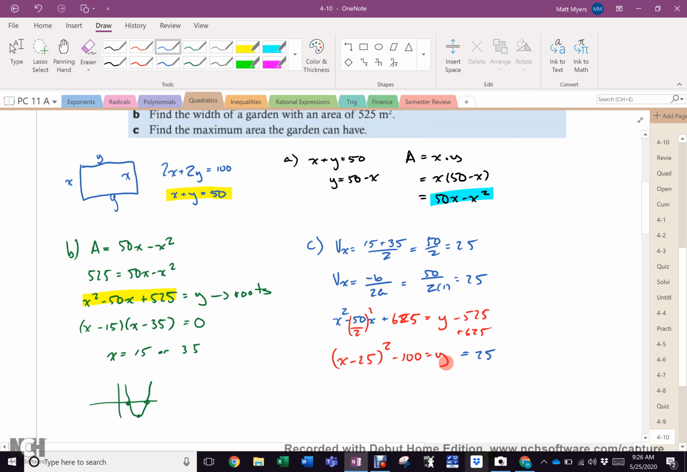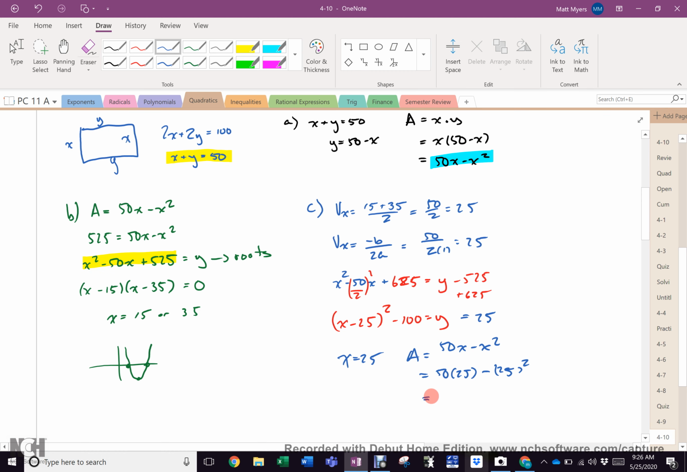Now we know that if X equals 25 and area equals 50X minus X squared, then the area equals 50 times 25 minus 25 squared, which is 625 meters squared. And that's done.